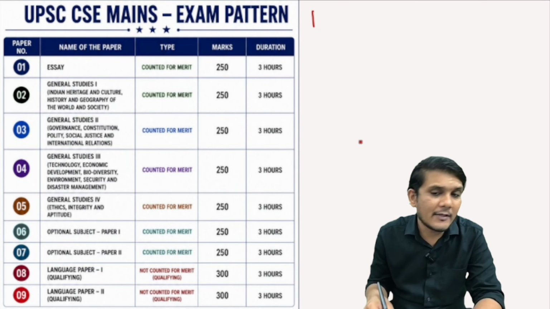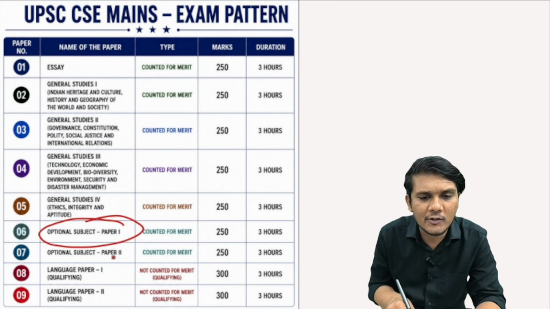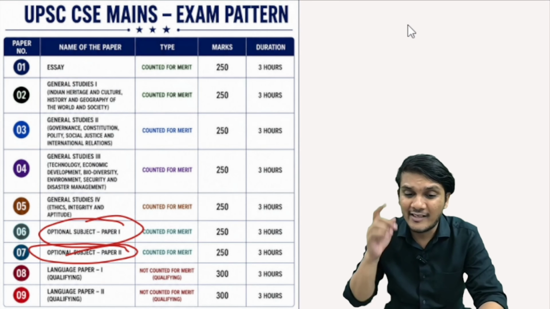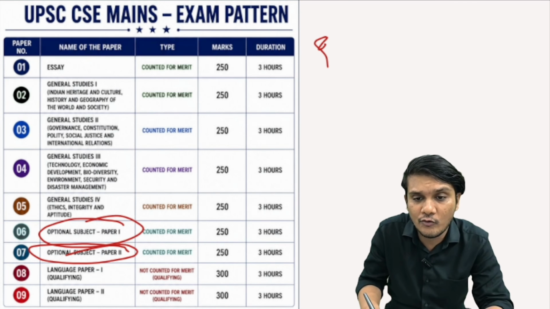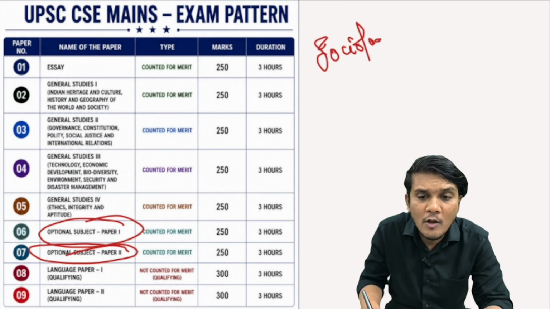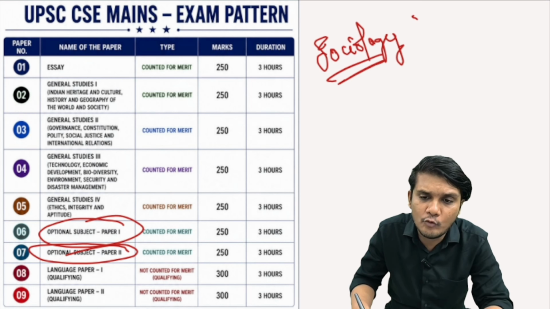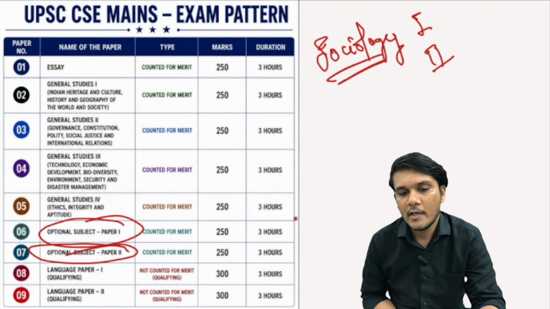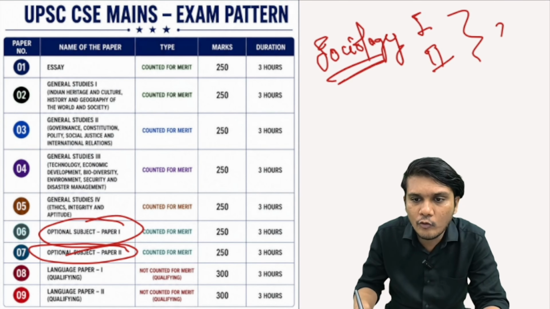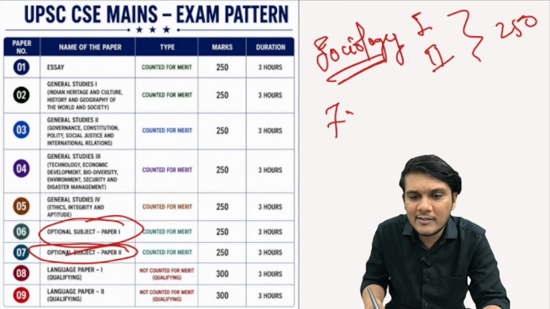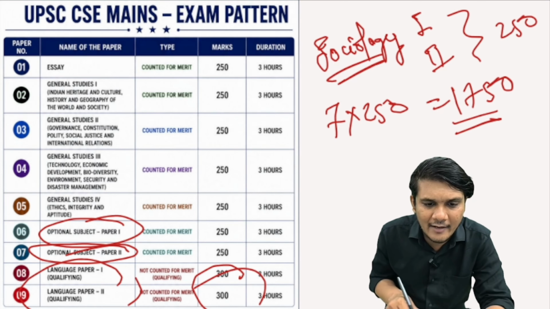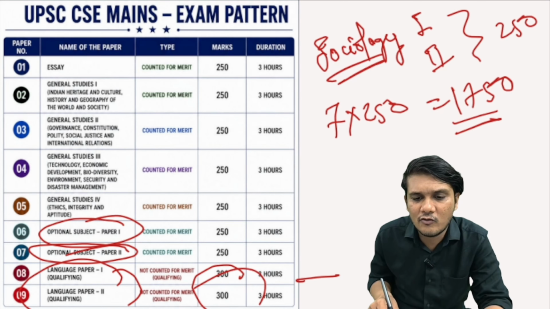Now, 2 more papers are remaining. That is your optional subject paper 1 and optional subject paper 2. You are required to select any one optional. Let's say you select sociology as an optional. For sociology optional, you will have 2 papers, sociology paper 1 and sociology paper 2. So these two are also of 250 marks. So a total of 7 papers of 250 marks gives you a total of 1750, plus these 2 language papers of 300 marks each, which are just of qualifying nature.